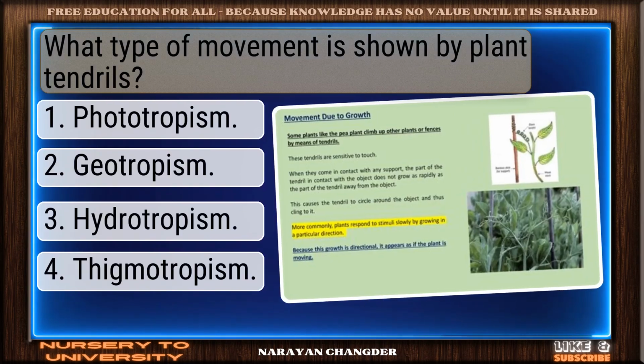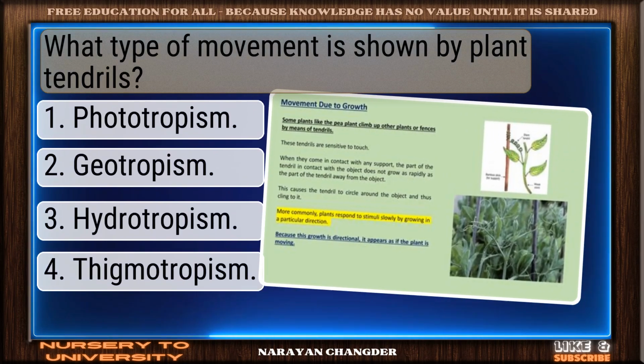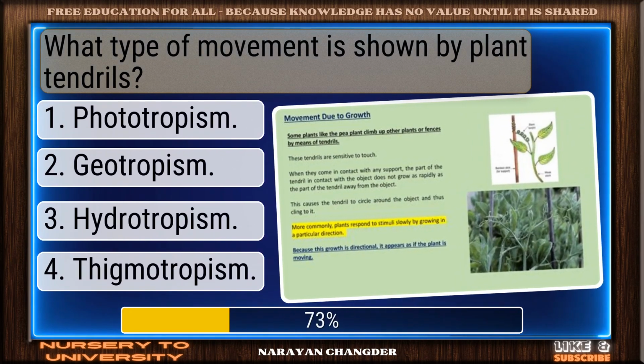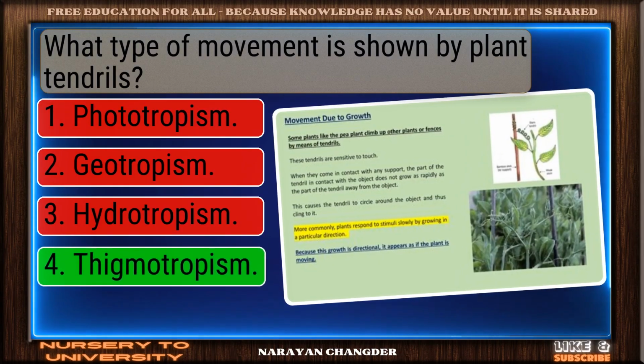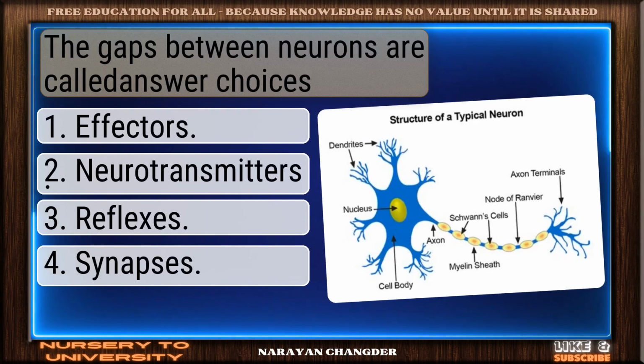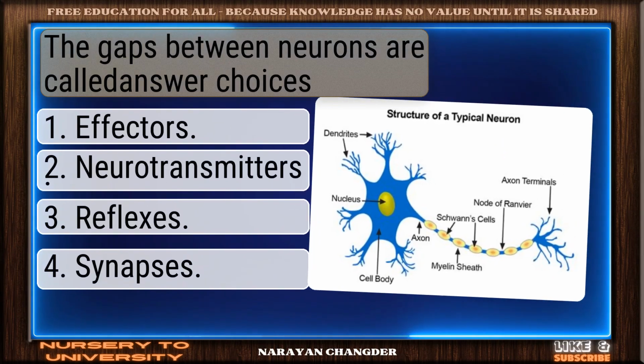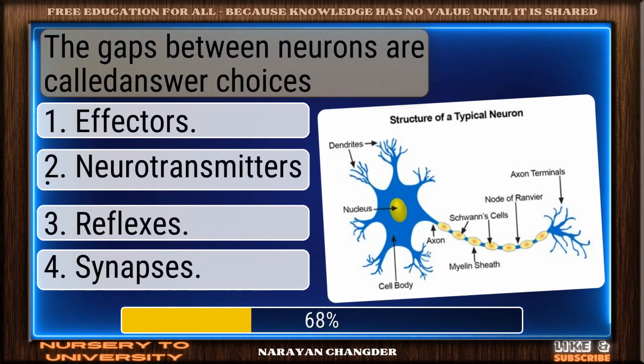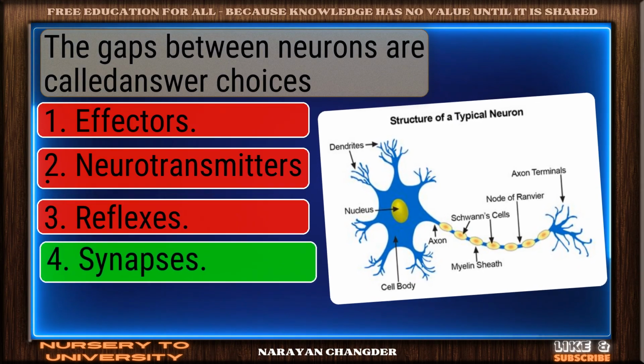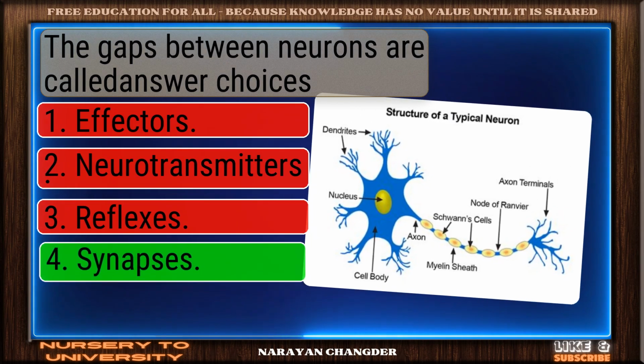What type of movement is shown by plant tendrils? Valid point. Thigmotropism is true. The gaps between neurons are called. Nicely done. Synapses is solid.